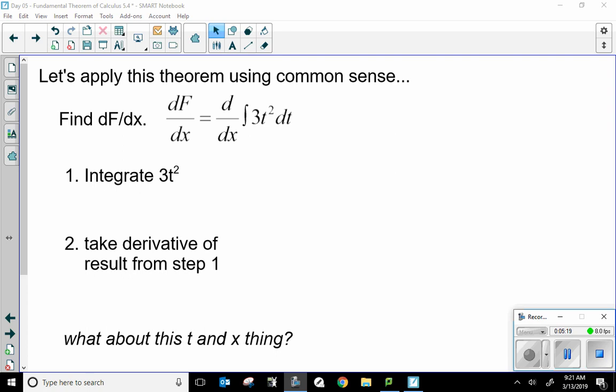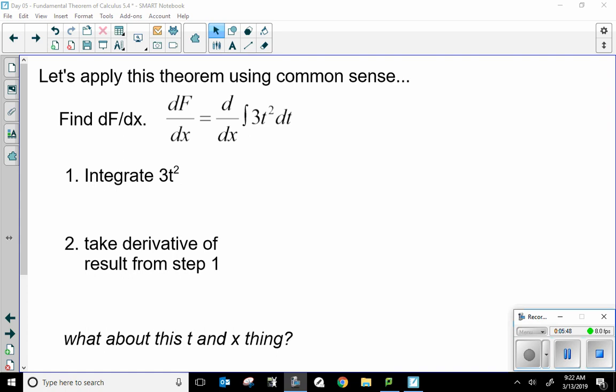Let's get to the meat and potatoes of this theorem using common sense. Oh, thank God, Visca. Common sense, because I feel like calculus is not made of any sense, especially common sense. But you know, let's apply some common sense, okay? Let's find the derivative of capital F. So let's find the derivative of our integral here. We're going to find the derivative of the integral of 3t squared dt.